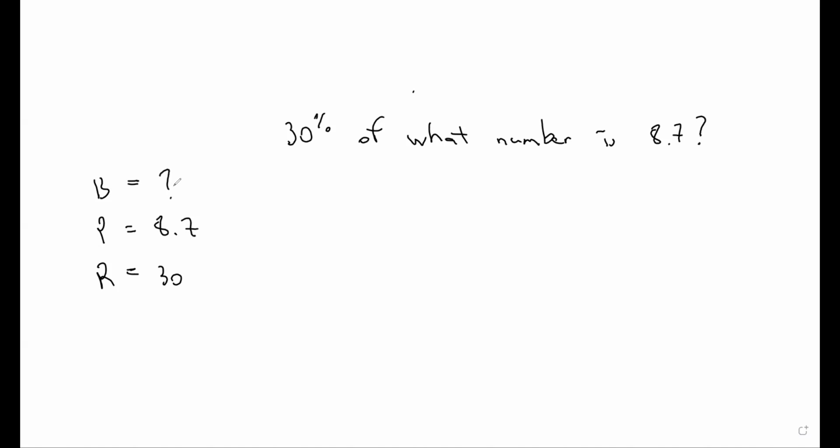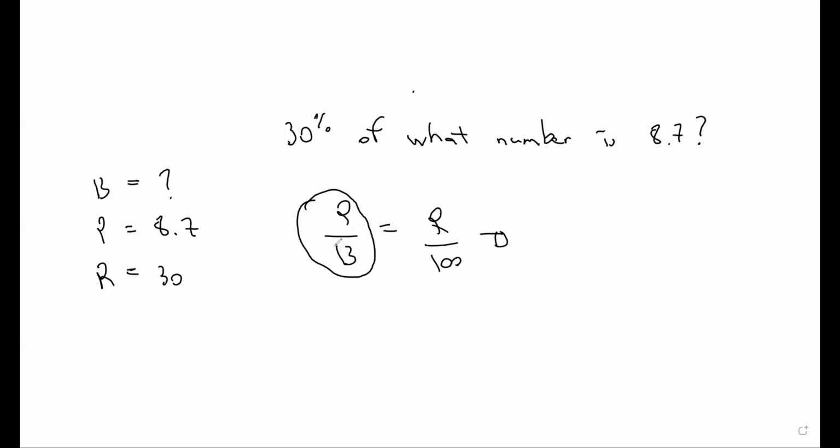Okay, same thing. Let's set up our proportion: p over b equals r over 100. Now let's plug everything in. Plug them in where they belong, because if you just plug stuff into the left side right here, that doesn't make sense because b is what you're trying to solve for. So it wouldn't make sense to plug something in for it. I'm just trying to stress that point.